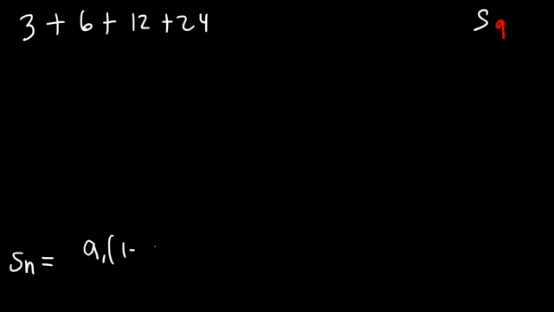Consider the following geometric series: 3 plus 6 plus 12 plus 24. How can we find the sum of the first 9 terms? The formula that we need to find the sum is S sub n is equal to the first term times 1 minus r raised to the n divided by 1 minus r. So that's the partial sum of a geometric series.